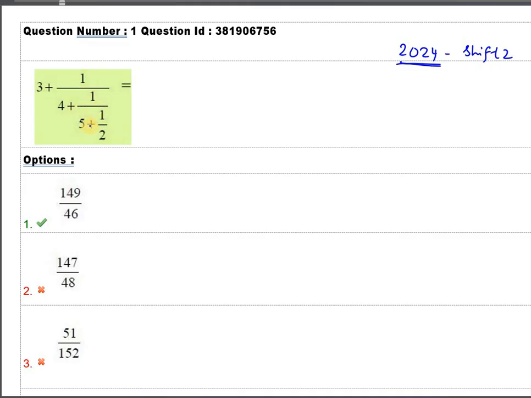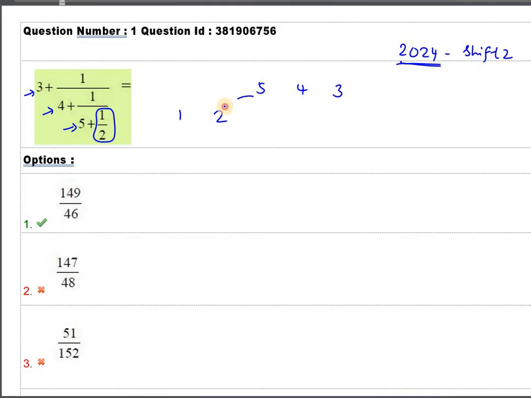3 plus 1 by 4 plus 1 by 5 and like this we are running. Now we have to see these numbers, 5, 4 and 3. First write these two, 1 and 2, like this. And this 5, 4, 3 you write in the top like this. This is a shortcut way of doing this. Otherwise you can solve it the other way also.